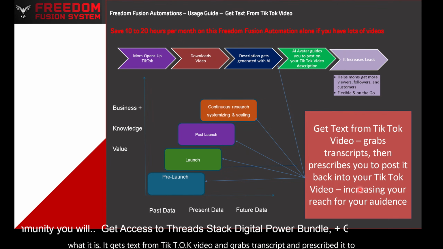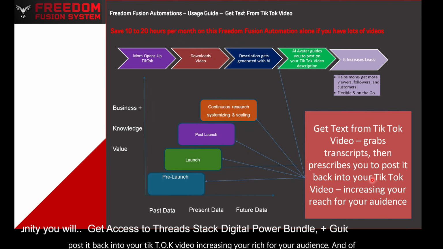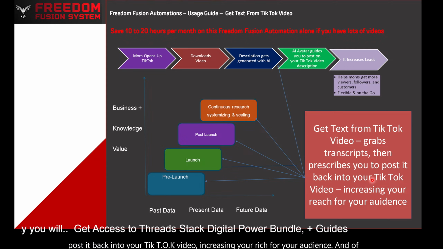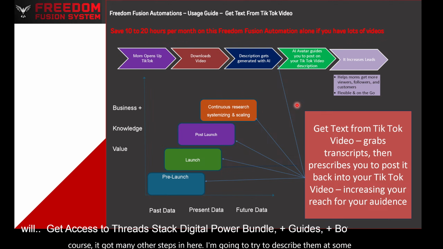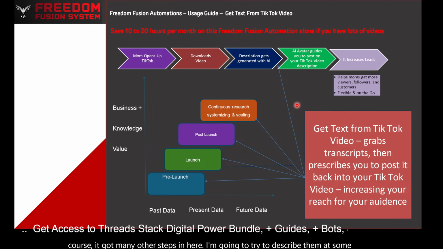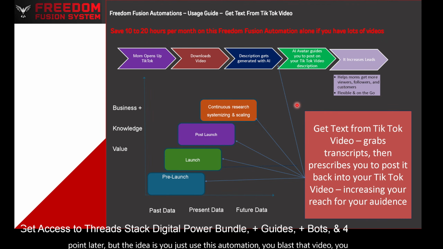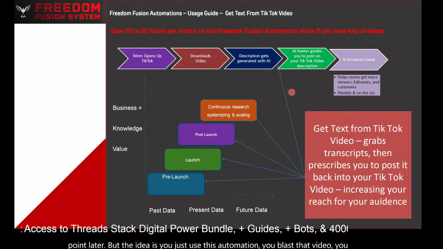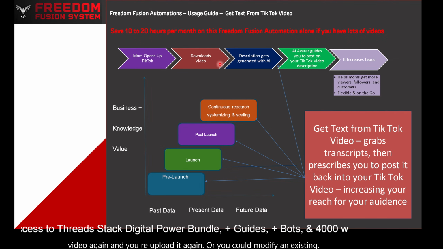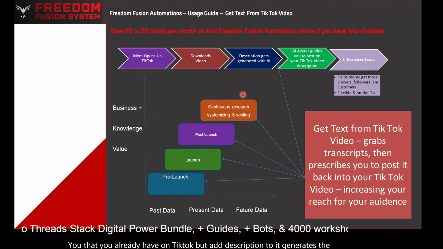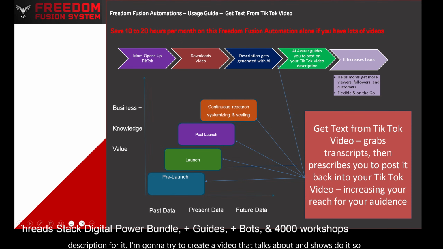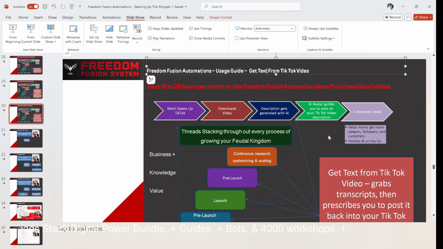And of course, it has many other steps in here. I'm going to try to describe them at some point later, but the idea is you just use this automation, you blast that video, you re-download it, and you re-upload it again. Or you could modify an existing video that you already have on TikTok, but add a description to it. It generates a description for it. I'm going to try to create a video that talks about it and shows it, so I don't really have to. I'll let AI do the talking for me on this one.